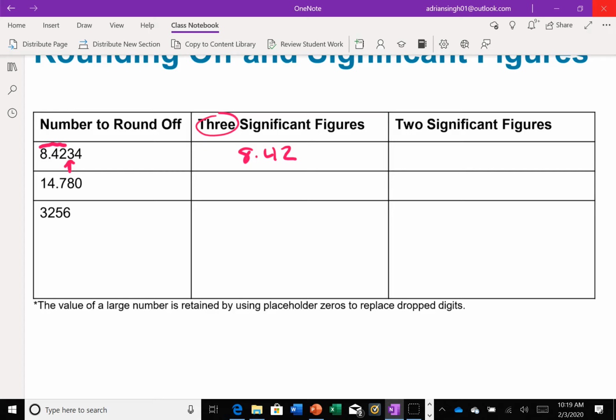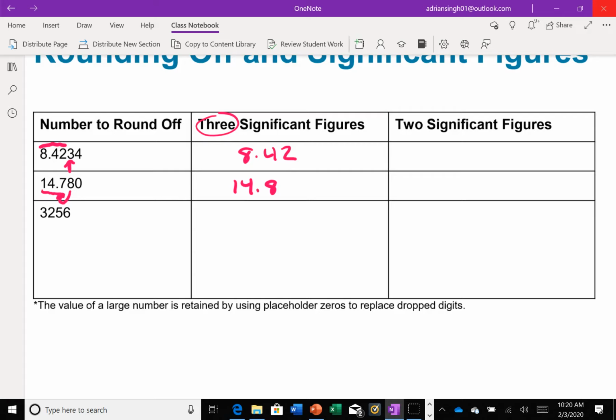If we look at 14.780, all right, again, we start at the left and we work our way across. So the 1 is our first, the 4 is the second, and the 7 is the third sig fig. We look at the next digit, which is the 8, and that 8 is more than 5, so we're going to add 1 to the 7. So we end up with 14.8, and then we drop the remaining digits. Right, so in this case, we're rounding that 7 up because the next digit is 5 or above.